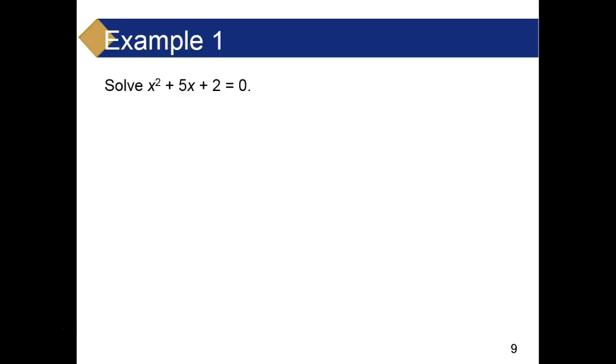First thing you do, write down what your a, b, and c is. What's your a here? Coefficient of the square term. 1. What's your b? 5. What's your c? 2. See how easy that is? All you have to do is plug that into the quadratic formula. What is the quadratic formula? Minus b plus or minus the square root of b squared minus 4ac divided by 2a.